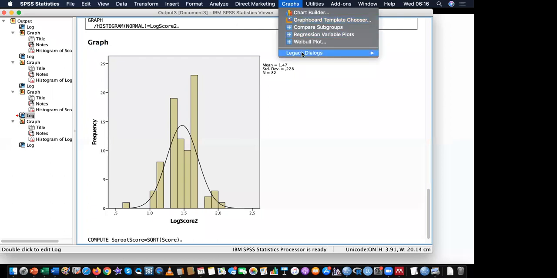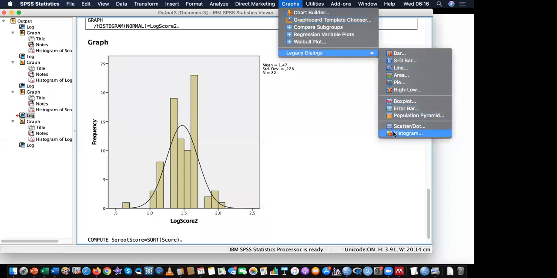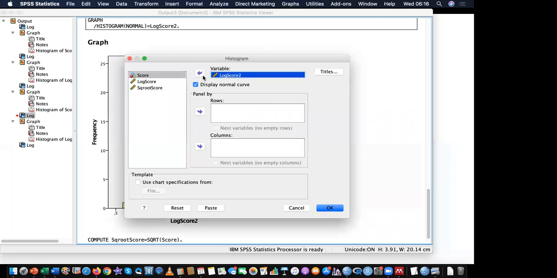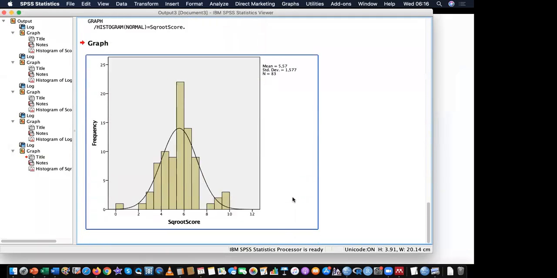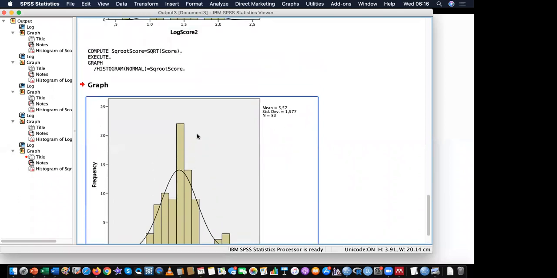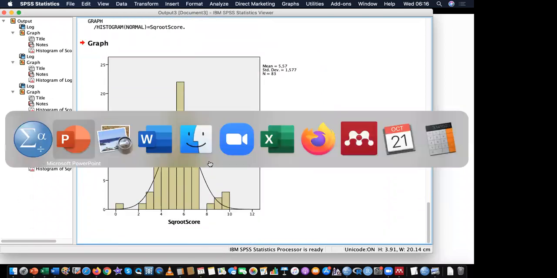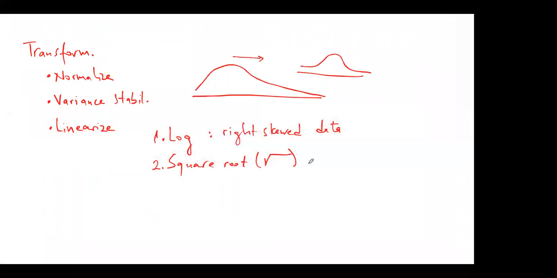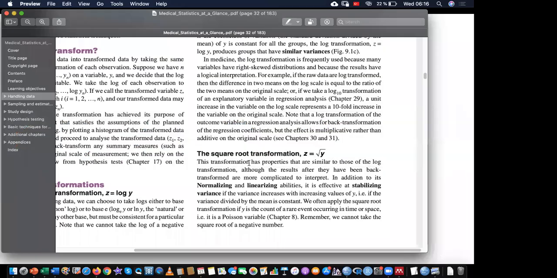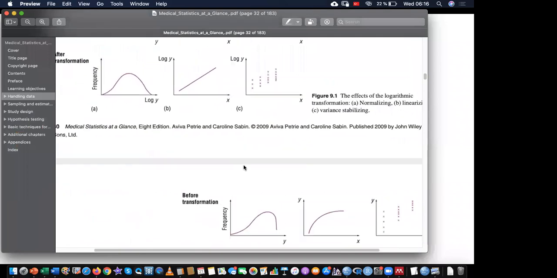Okay, again, the histogram of square root score. You see, again, it normalized. It becomes normal. So this one is also used for right skewed data. You will understand the point after I show you the next type of transformation.